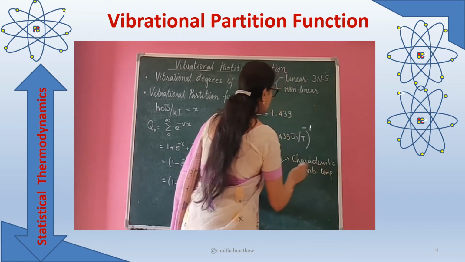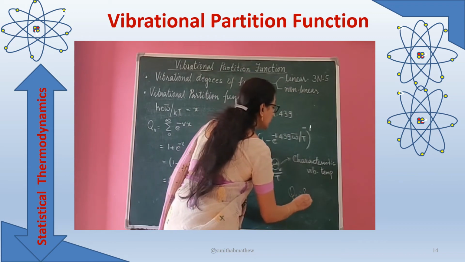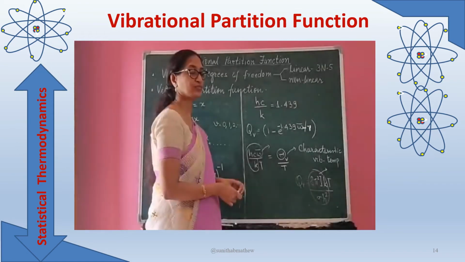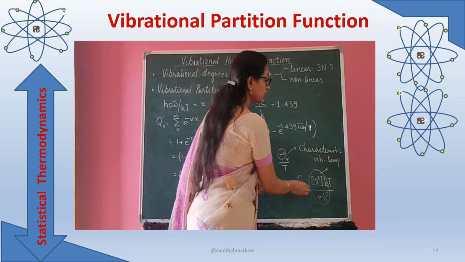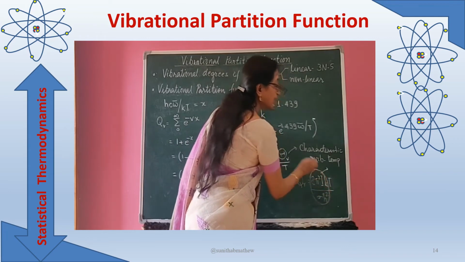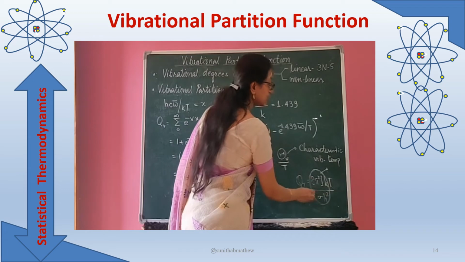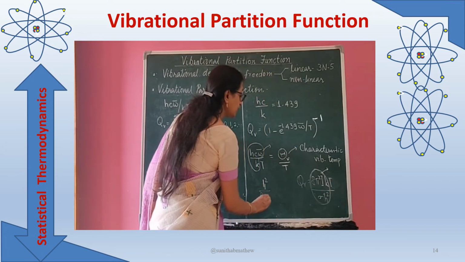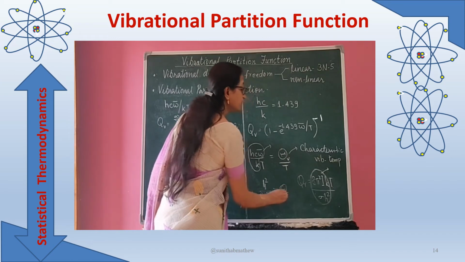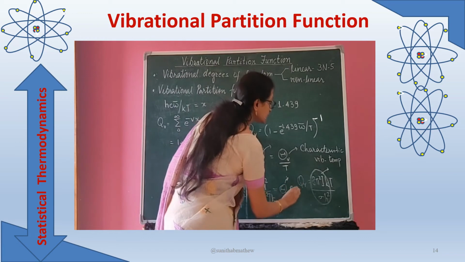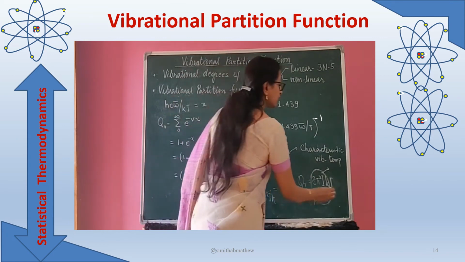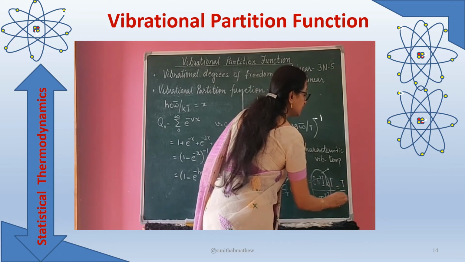In the rotational partition function, we see QR is equal to 8 pi square I kT divided by sigma h square. Here also this term has the dimension of inverse of temperature. That means h square upon 8 pi square I k can be written as theta R, which is known as characteristic rotational temperature. So we can write this equation as T upon sigma theta.